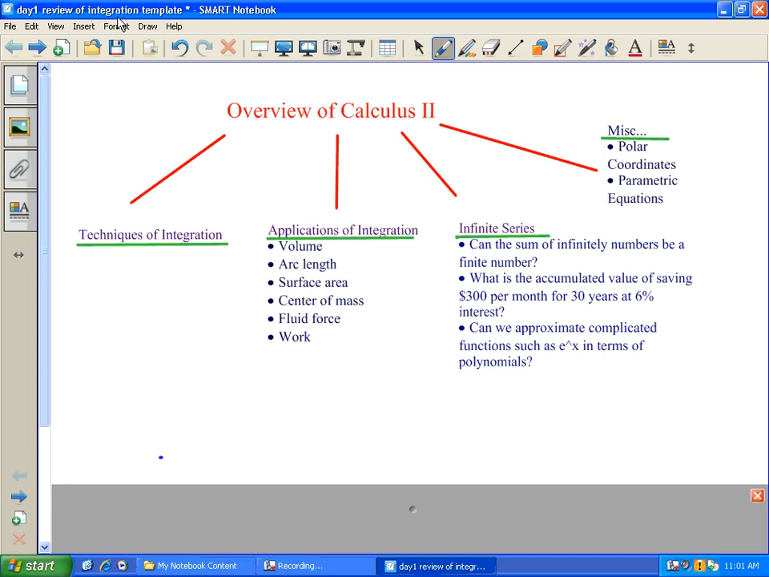We will be beginning with the techniques of integration, and we're going to continue on with applications of integration. And then we'll move on to infinite series, and then the last topic will be just miscellaneous topics a little bit put together. And let me just tell you that in our textbook, as a matter of fact, the applications of integration comes first. But we are covering techniques of integration as our first topic.